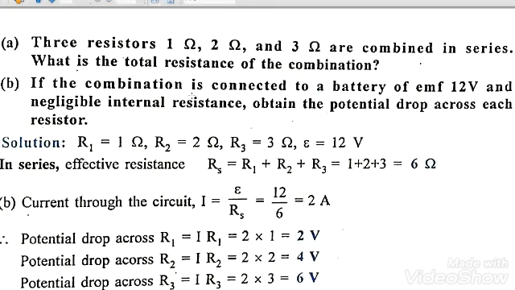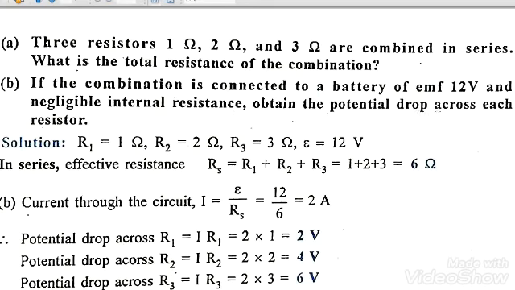Let us come to the second part, part B. If the combination is connected to a battery of EMF 12 volts, here the EMF is given as 12 volts, and they have given a negligible internal resistance, that is here the internal resistance is neglected.